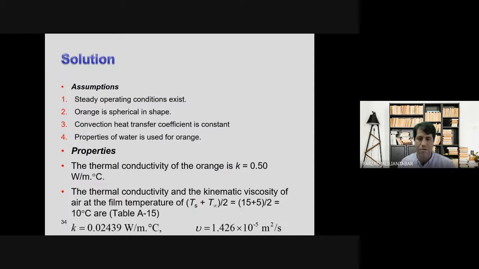Why is this information important? You will see. To solve this problem, first we need to have appropriate assumptions. This is important. First, a steady operating condition exists based on the question. You can assume this because there is no hint about change with time within the problem. Orange is spherical in shape. This is important when we calculate As, the surface area of the orange. The convection heat transfer coefficient, h, is constant. In the real world, it is not constant, but we can assume so because the change is very small.